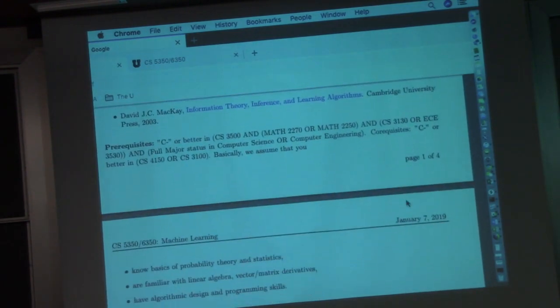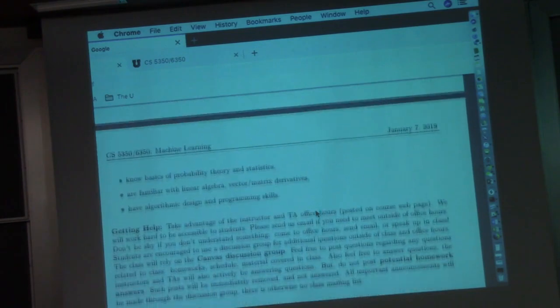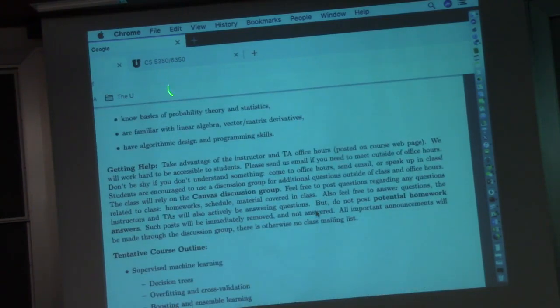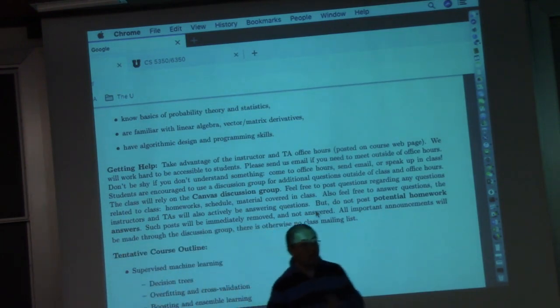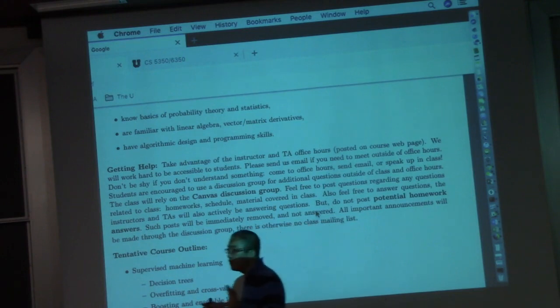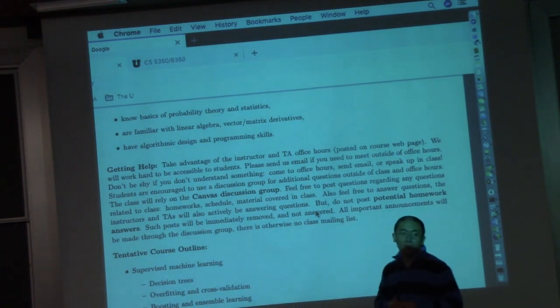And prerequisites. So here are the official prerequisites. But what does this prerequisite tell? We assume, to take this class, you know the basics of probability theory and statistics. It's very important because nearly all machine learning models are built upon statistics and probability. If you find it hard to understand the basic concepts, it will be hard for you to understand why the machine learning models work like that.